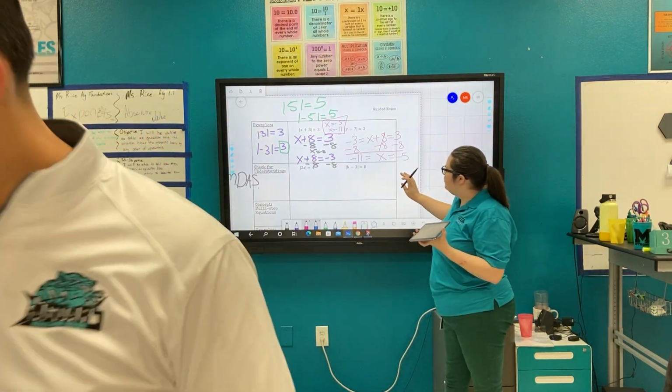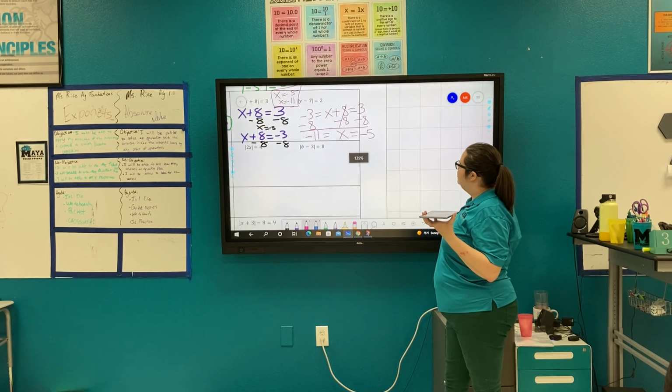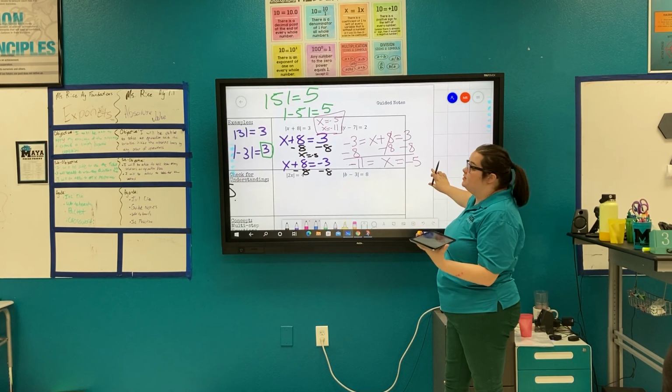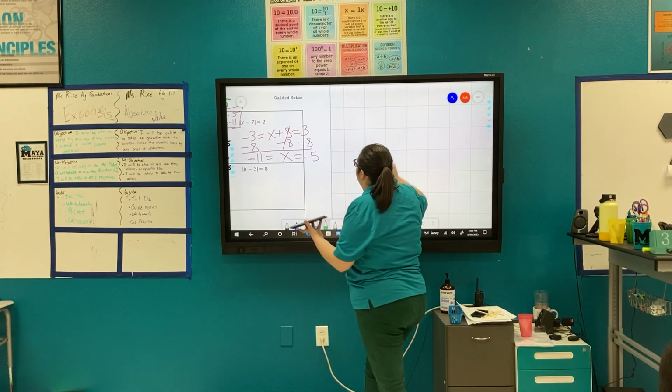Okay. Small board's all funky, I know. So, I've run out of space to do our next example, so I'm going to do it over here. You guys can still do it in your right spot.